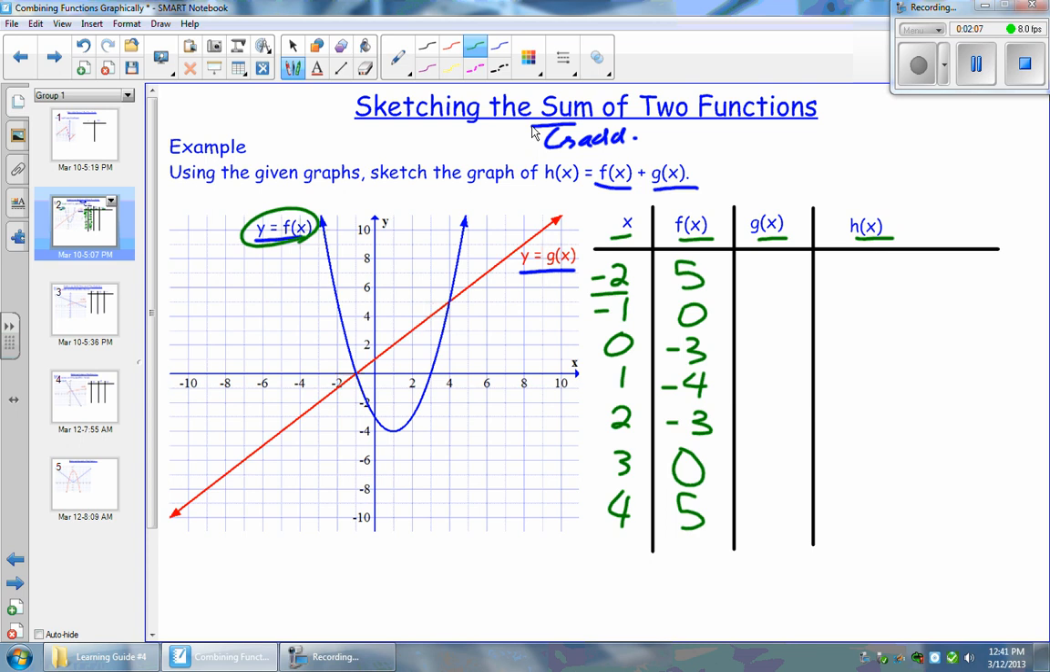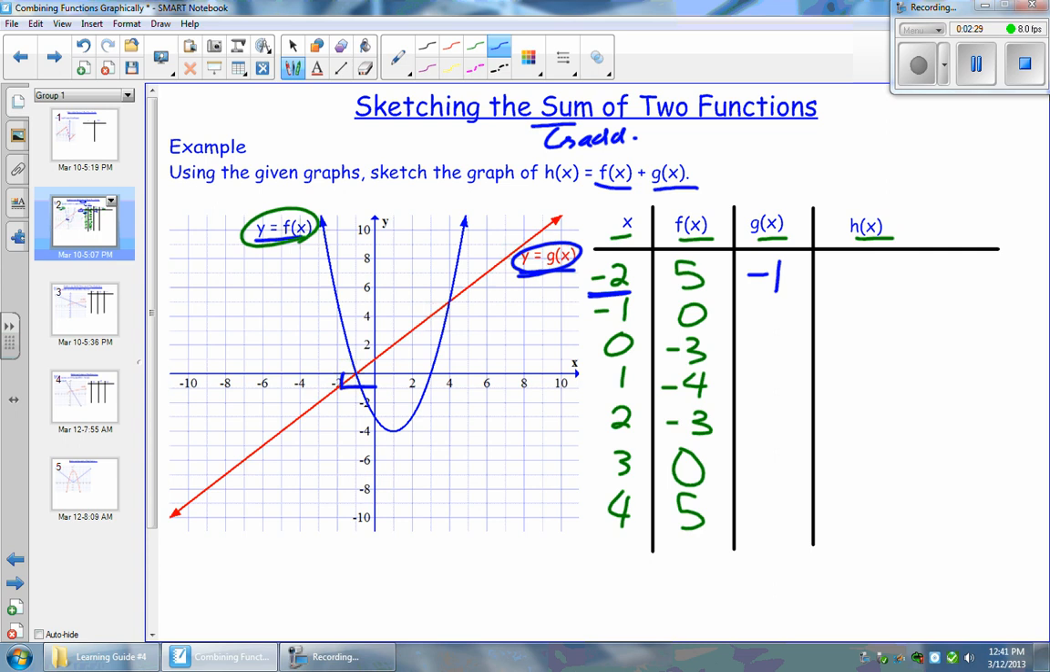So let's keep going here. y is equal to g of x. We're going to read off some points. At x is equal to -2, you need to tell me what is the corresponding y value on g of x. So we're looking at this linear graph now. At -2, the corresponding y value on the linear graph is going to be -1.